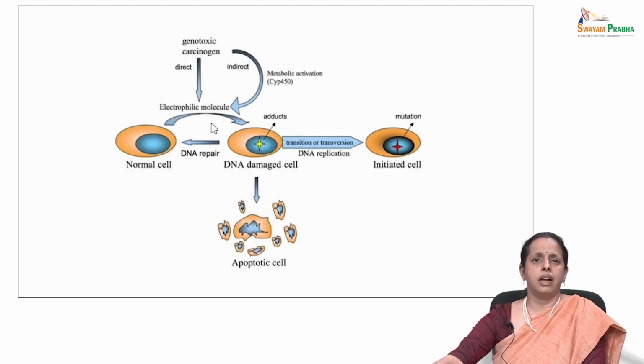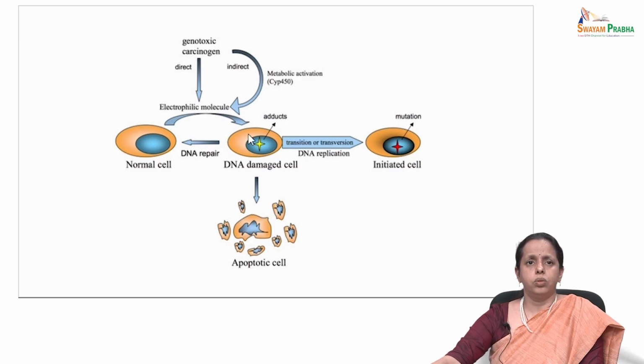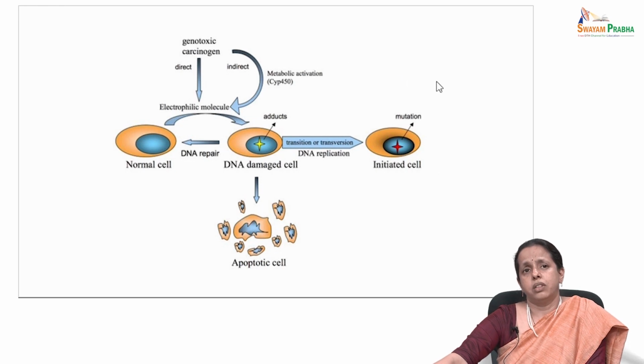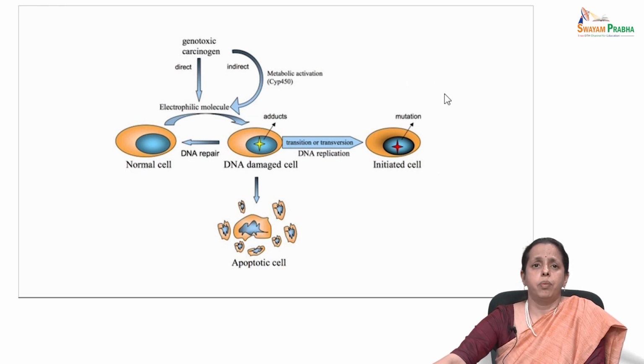This is exactly what I was trying to tell. For example, you have a genotoxic carcinogen. It will have a direct and an indirect effect. You have the electrophile molecule, and this helps in the creation of your adducts, the DNA damaged cells. Supposing your DNA repair mechanisms, which we discussed earlier, get alerted, you end up with normal cells. In the process of carcinogenesis, we have the initiation, promotion and progression, which I will explain further.